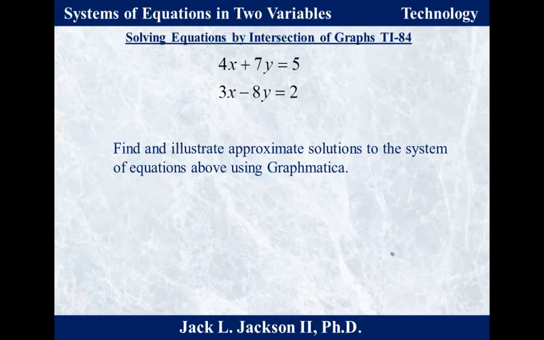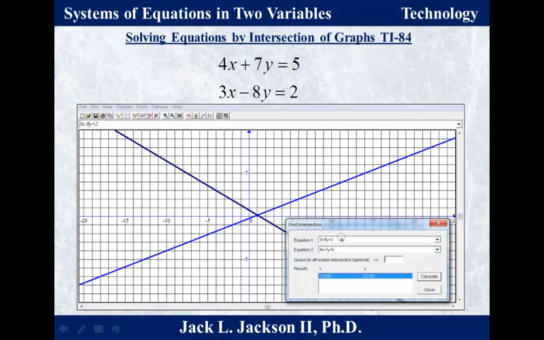Press pause now. Okay, so with Graphmatica, you're going to just graph this, and you can see I typed in 3x minus 8y equals 2, hit enter, and before that I'd already typed in 4x plus 7y equals 5, and enter. Just enter them like they are. So we have these here. The second one is the light blue, and the first one is the dark blue. And there's the intersection point.